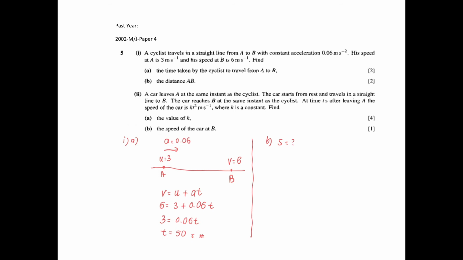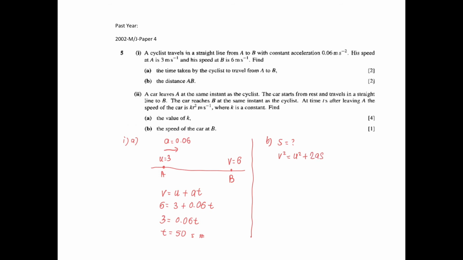So we have plenty of information now. We have A, we have U, we have V, we have T, we have to find S. In that case, you can just choose any formula you like. Because we have all information available, let's say I choose this formula: V squared equal to U squared plus 2AS.